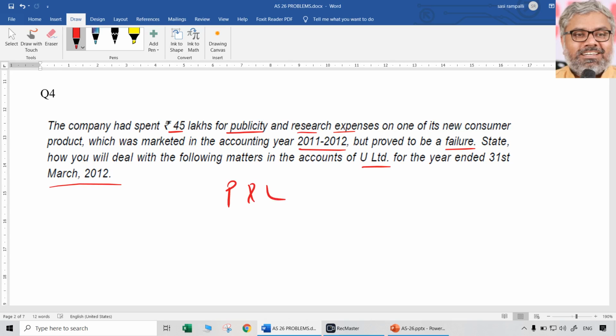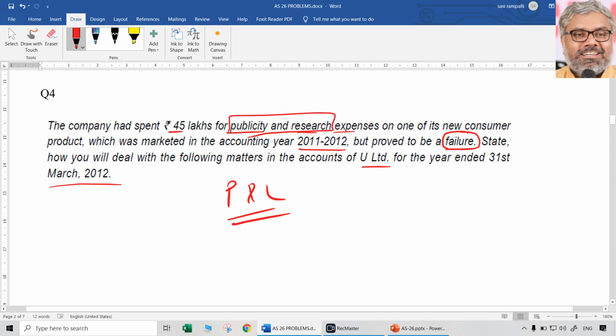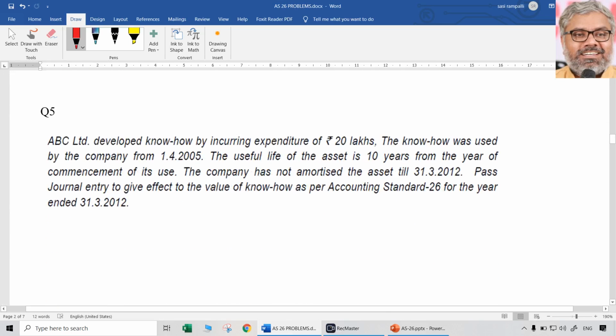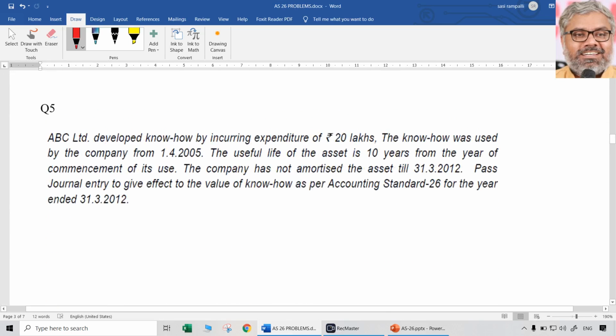Simple, that has to be charged to P&L, because that proved to be a failure. There is no economic benefit that is expected in the future from this. And that too, what kind of expenditure? Publicity and research expense, both have to be charged to P&L. No intangible can be recognized from research expenditure, nor it can be recognized for publicity or advertising expenditure. Hence, the treatment here is simply charge it to the P&L, no intangible to be recognized. That's it.